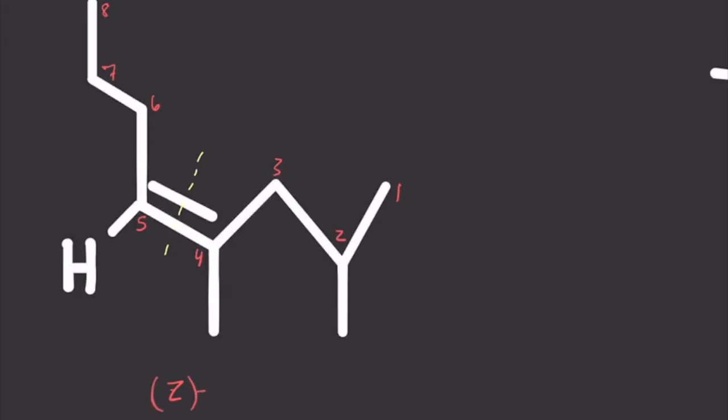And let's look at our substituents. We see on carbon 2 a methyl and on carbon 4 a methyl. So 2, 4 dimethyl. And 8 carbons in total, so oct. And we have a double bond starting at the 4th carbon, so oct 4-ene.